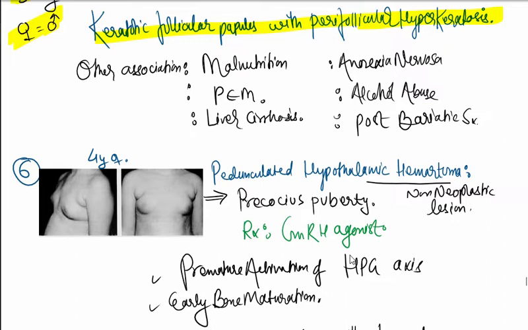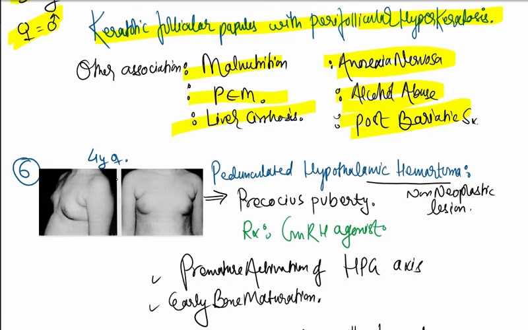Okay, some other conditions associated with phrynoderma are malnutrition, protein energy malnutrition, liver cirrhosis, anorexia nervosa, alcohol abuse, and post-bariatric surgery.